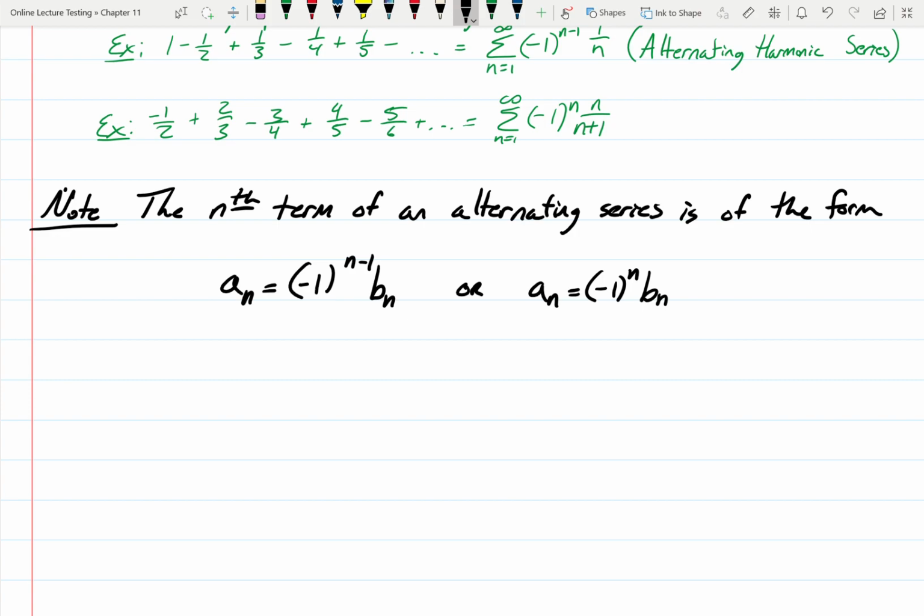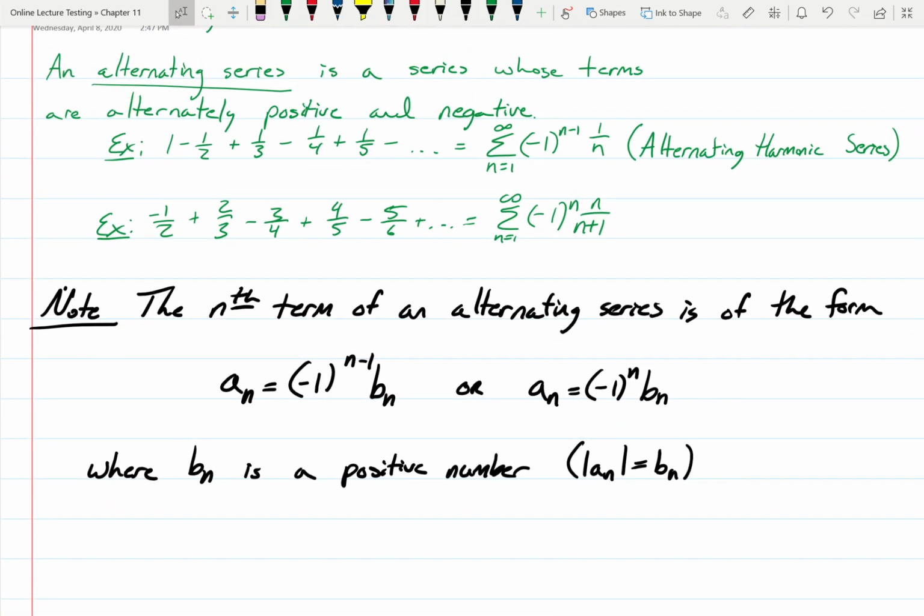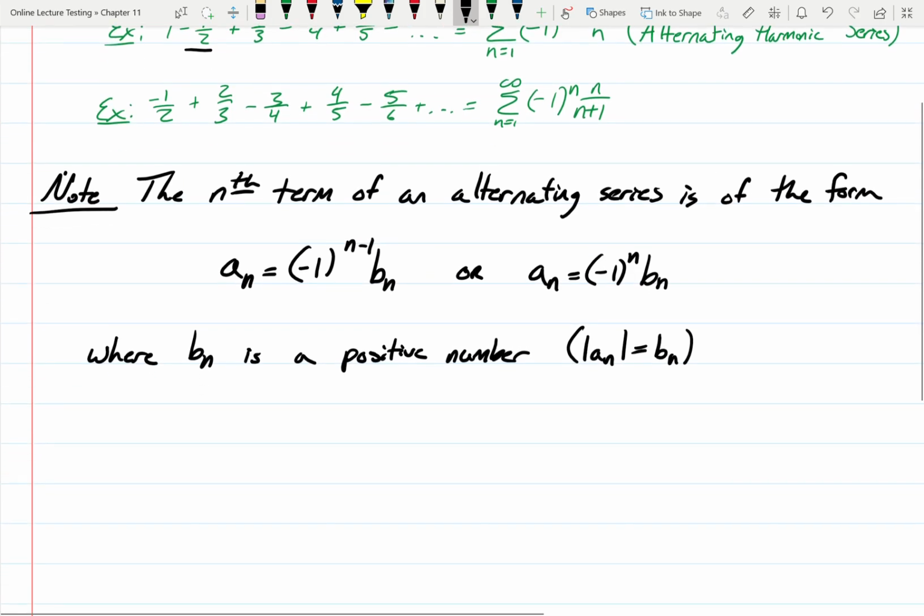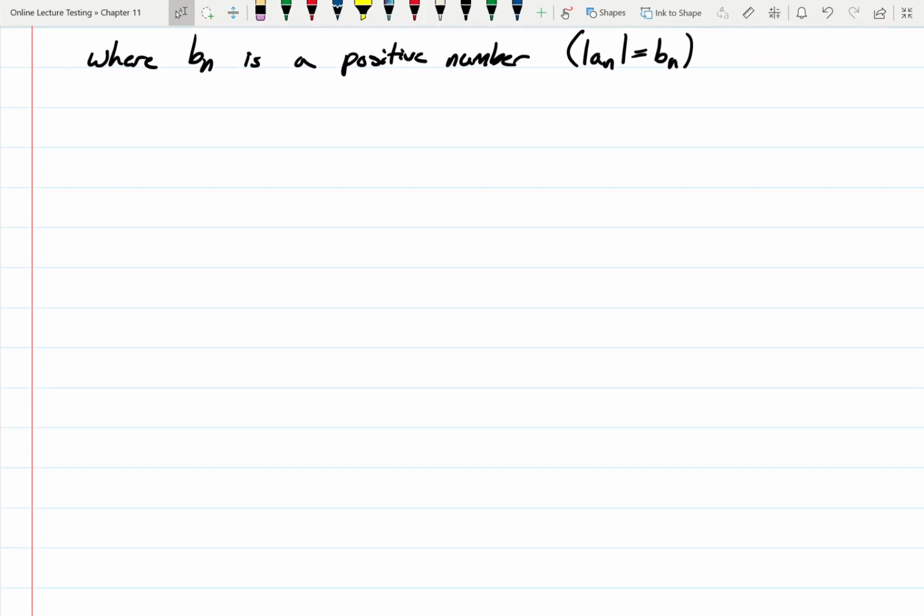Here, the b sub n is representing the number value itself, where b sub n is a positive number. So in this case, it would be taking the absolute value of a sub n, which is equal to b sub n. If we look back at our two examples, if I chose the second term in the first series, it's (-1)^(n-1) because we have a negative value, and then the b sub n is 1/2 in that case. So that's all that means in there. We are going to be using this idea of b sub n in our definitions, and b sub n is the number itself, the absolute value of the term.